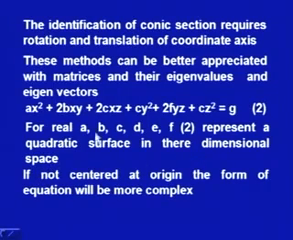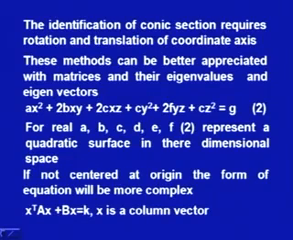Now if not centered at the origin, the form of the equation will be more complex. There are no linear terms present in this, so it is centered at the origin, but if these terms are also there, then the surface will not be centered at the origin and the form will be more difficult. In general form, the quadratic is written as x transpose Ax plus Bx is equal to k. This is a matrix equation where A is a square matrix and x is a column vector.